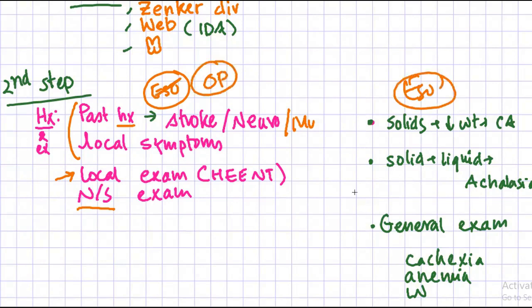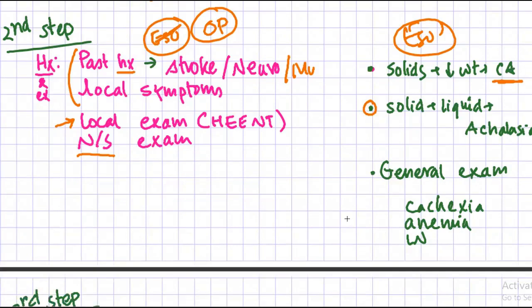If the patient has esophageal dysphagia, we have to take the history of type of dysphagia. If it's only to solid and if there is weight loss, then that is suggestive of cancer. If the patient has dysphagia to both solids and liquids, more likely to be achalasia. So we have to do the general exam in this patient to look for cachexia, anemia, and lymphadenopathy, which are evidences of carcinoma.